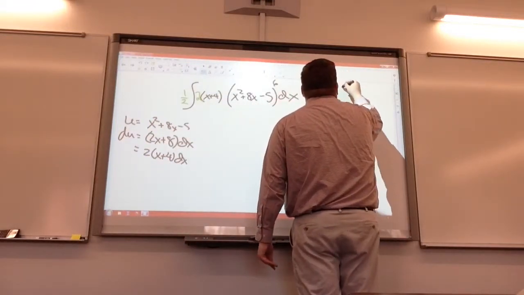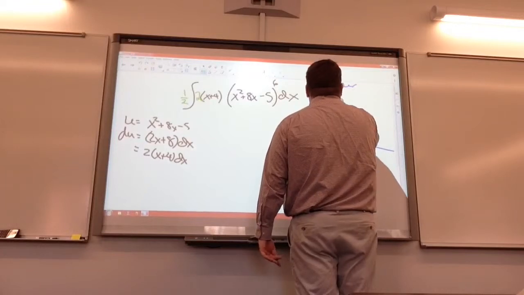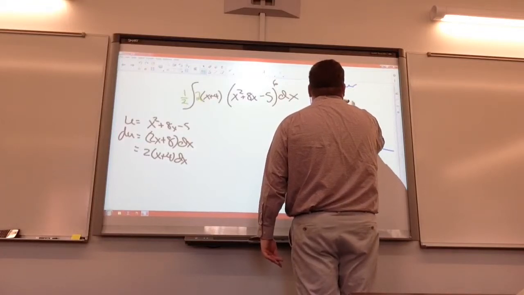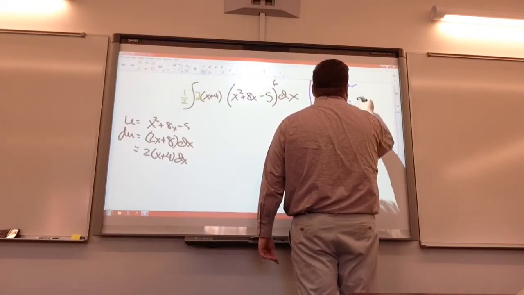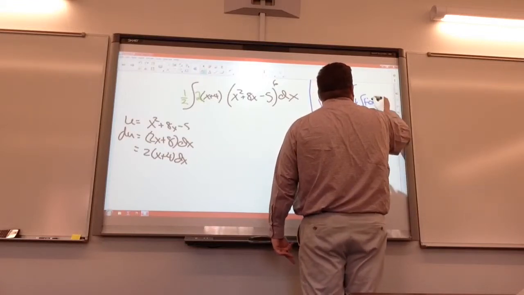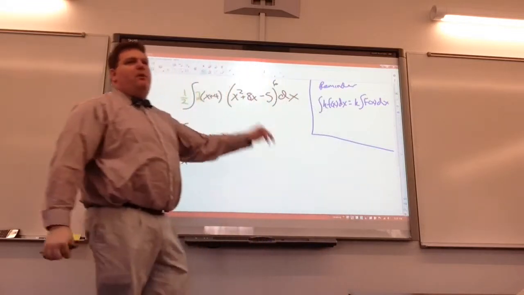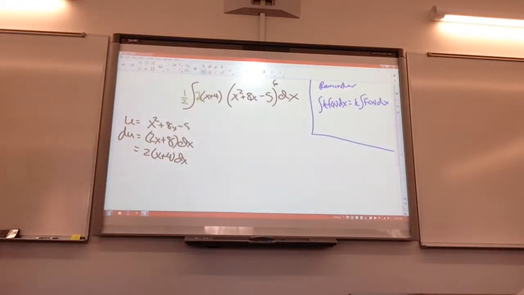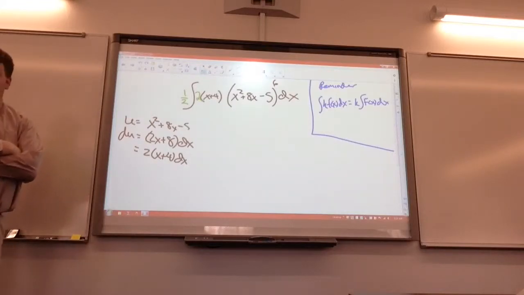I wrote one of them: the integral of a constant times f of x dx is equal to the constant times the integral of f of x dx. And I said that's probably one of the more important properties. It seems really easy, but it ends up being super powerful and probably the one you're going to use the most. This is why.